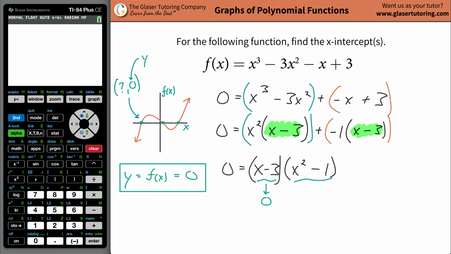So let me ask you a question without doing any more math. What's x? What's x got to be for this thing to go to 0? You're like, oh my God, this is so simple. 3, right? You're right. 3. That's an x-intercept. X equals 3.